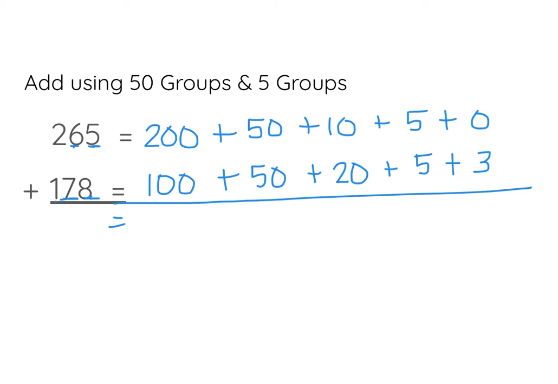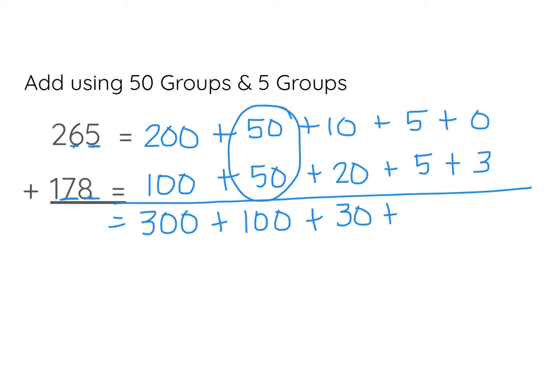All right, 200 plus 100 equals 300. Oh, 50 plus 50. Woohoo! Love it, I have a 100. 20 plus 10 equals 30. Oh, 5 and 5. Woohoo! Another 10. And a 3. Notice everything is super easy to add when I pull out the 50s.